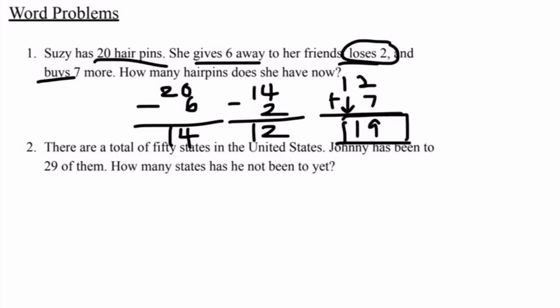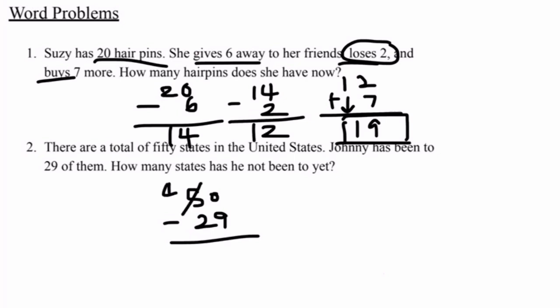Number 2, there are a total of 50 states in the United States. Johnny has been to 29 of them. How many states has he not been to yet? In order to determine how many states Johnny has not been to yet, we need to subtract 29 from 50 because 29 is the total number of states Johnny has been to, and we want to know how many he hasn't. 50 minus 29. We can't subtract 9 from 0, so we're going to borrow from the tens place.